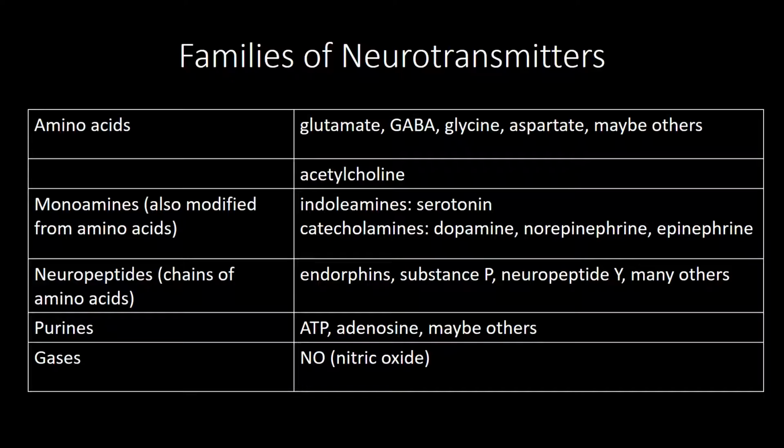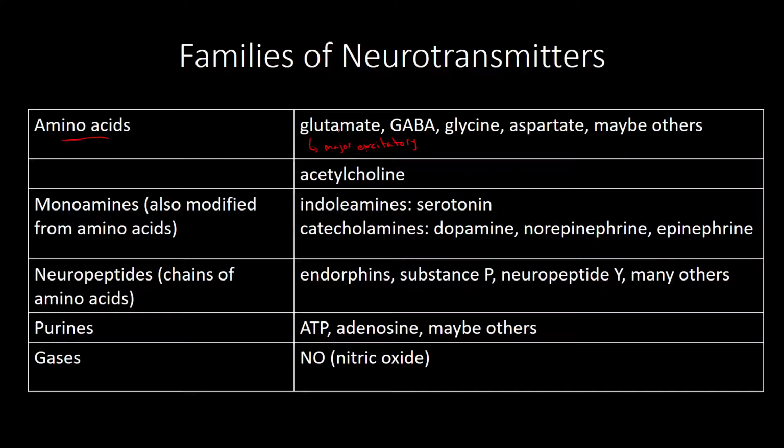Neurotransmitters can be divided into families. These families generally are based on their chemical properties and chemical structure. You can see here, first we have amino acids. That's going to include neurotransmitters like glutamate, GABA, glycine, aspartate, and possibly some others. The two that I really want to talk about right now, though, are glutamate and GABA. Glutamate is the major excitatory neurotransmitter in the brain. It's not the only one, but it's the major one.